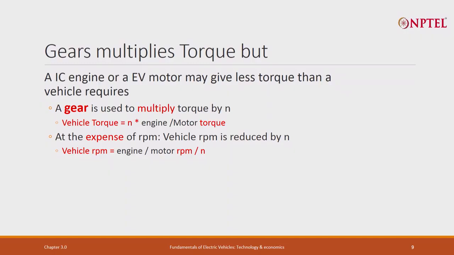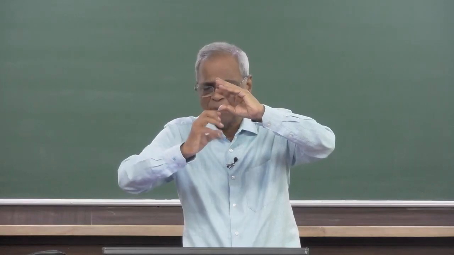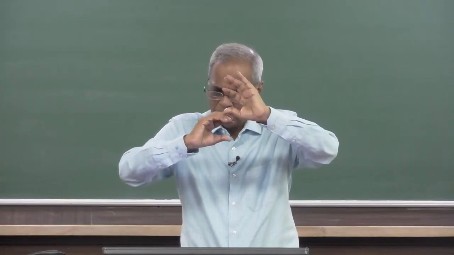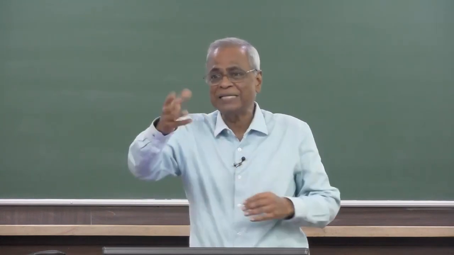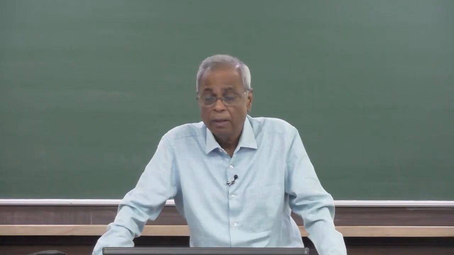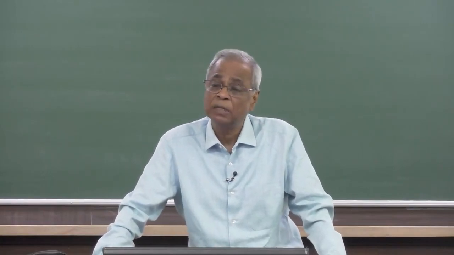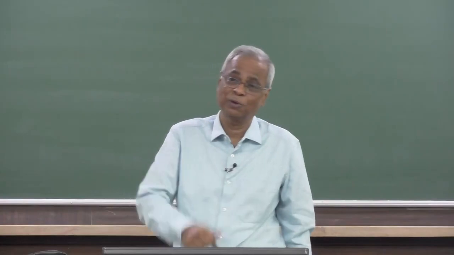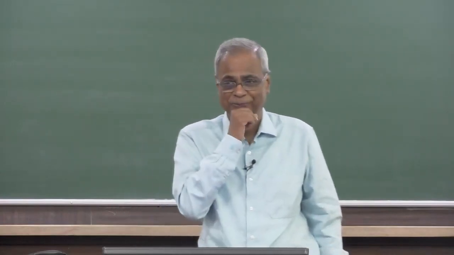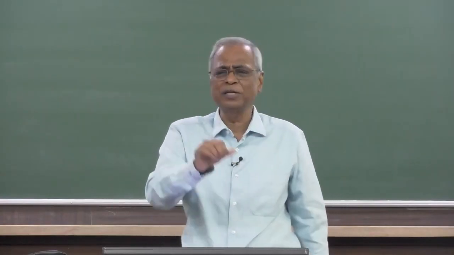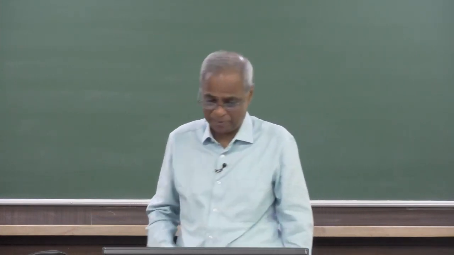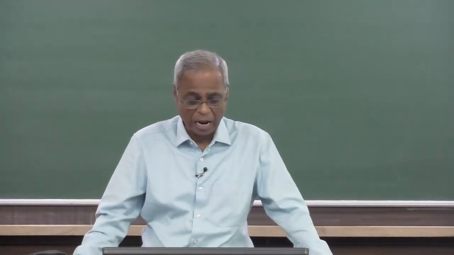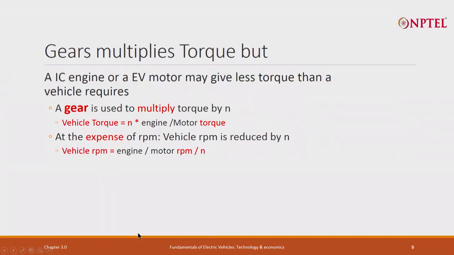So, you are multiplying. What does a gear do? When you rotate one time, it rotates multiple times for that one rotation, and that is what multiplies the torque. In RPM, the number of revolutions per minute will go down. So, speed will go down, but you very often do not care. When you are climbing up, speed can go down. So, it divides the RPM. Vehicle RPM is engine or motor RPM divided by n.